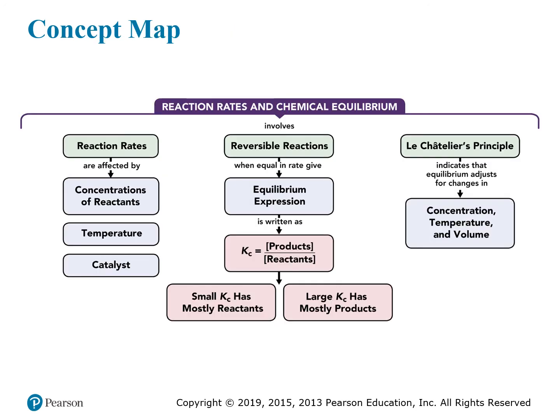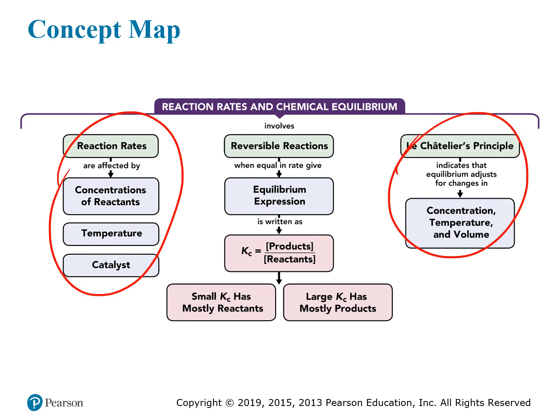So this is a summary of the key ideas and concepts in this relatively short chapter on reaction rates and chemical equilibrium. You should certainly know all of the factors that affect the rates of a reaction. You should know Le Chatelier's principle and how stresses on a system in equilibrium can cause an equilibrium reaction to shift in one direction or another. And you should also have some understanding of equilibrium constants.